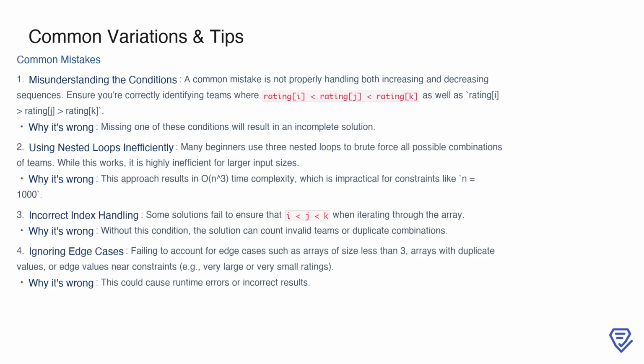Lastly, edge cases are often overlooked. For example, you may encounter arrays with fewer than 3 elements, arrays containing duplicates, or those with values near the constraint limits. Not accounting for these scenarios can cause runtime errors or produce inaccurate results, so it's important to validate your solution against such cases.